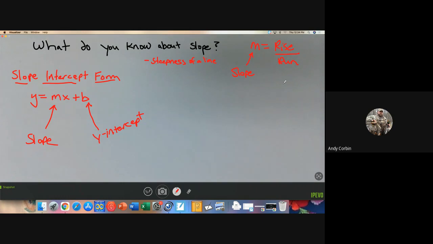Anybody else have something else about slope? What else? All right. Nick, anything else you think of? Undefined and zero lines. Okay. Now, somebody had said something about that earlier. The slope of special lines are 0 and undefined. Let me show you that right now. Thanks for bringing that up.